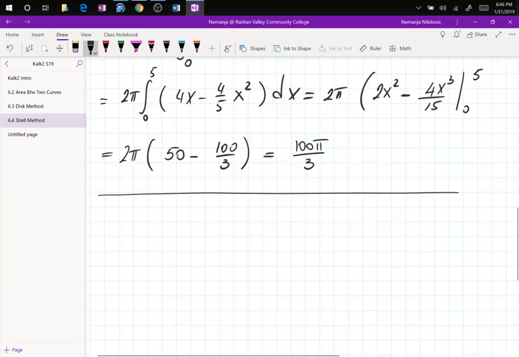Oh wait, this is a different book. Go to. Well, I can have only one instance. Wow. Okay. And volume by shells. Shell method.